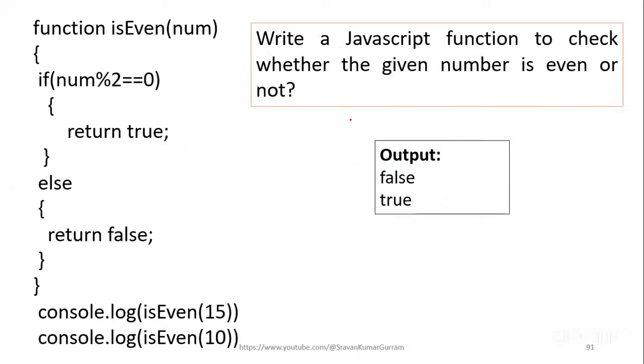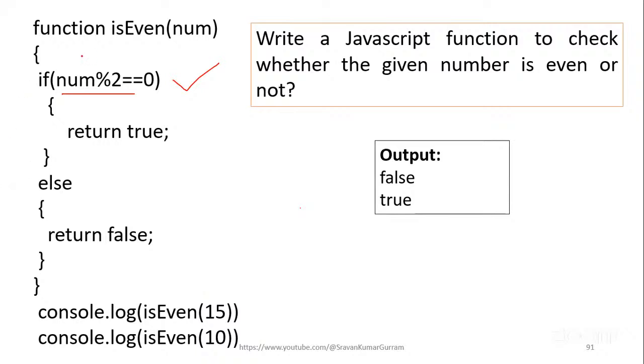Now, see the example, a very important and very frequently asked question. Write a JavaScript function to check whether the given number is even or not. Before implementing this, you must know the general rule to determine whether the given number is even or not. If you divide a number by 2 and the remainder is equal to 0, then that number is even. That's it.